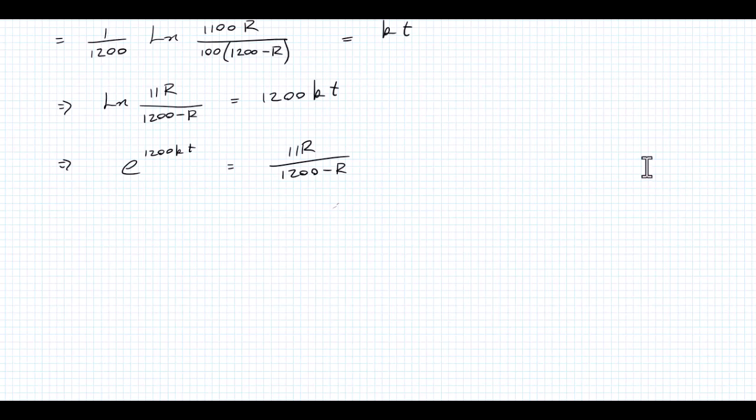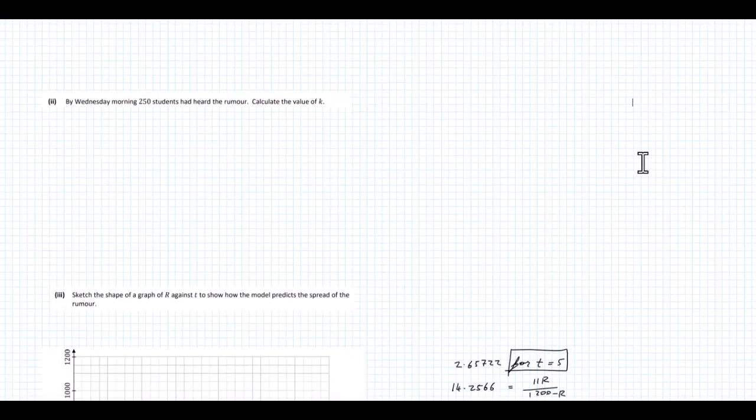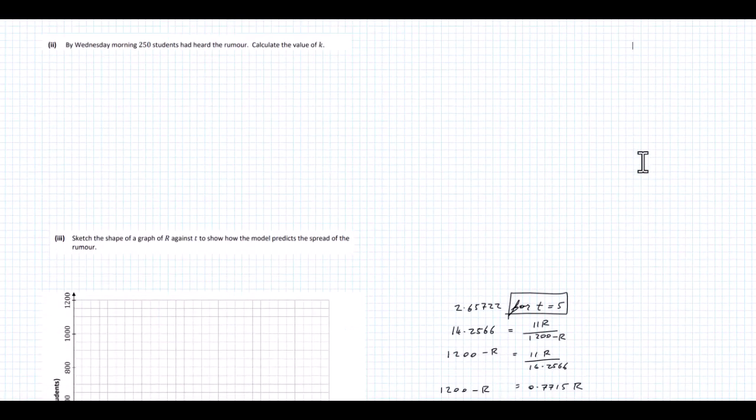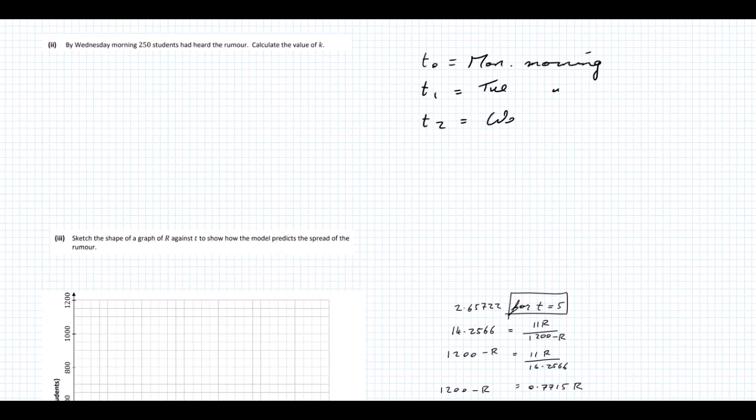Okay, so let's look at the next question then. We have, let's see, by Wednesday morning 250 students had heard the rumour. Calculate the value of k. So we know that Monday morning is t0, so that's Monday morning. T1 then is going to be Tuesday morning, and T2 then is going to be Wednesday morning. So really we're looking at a t of 2. So let's stick that into our formula.